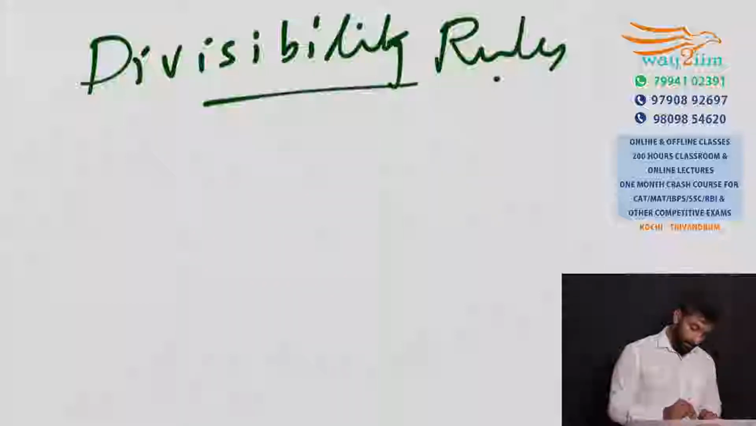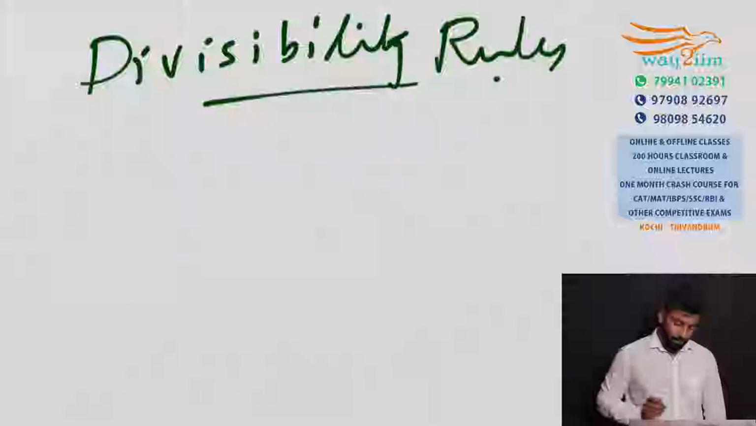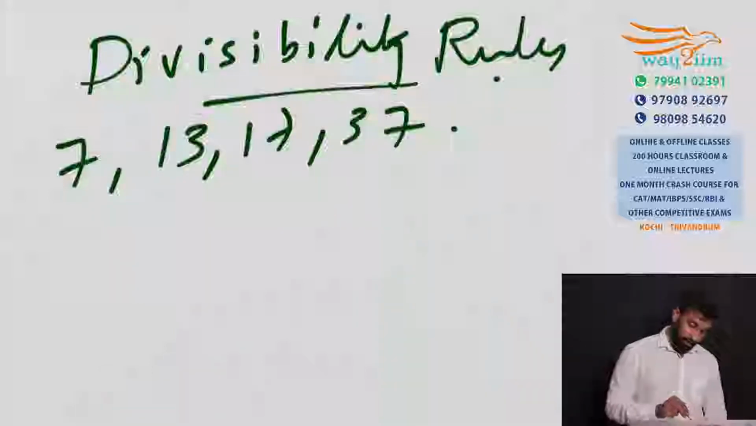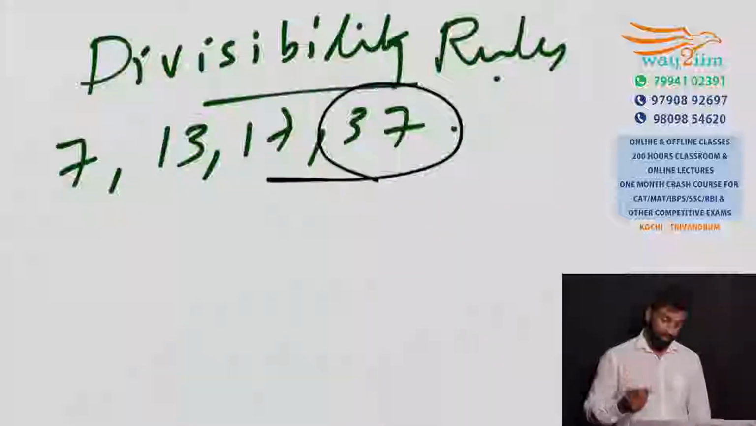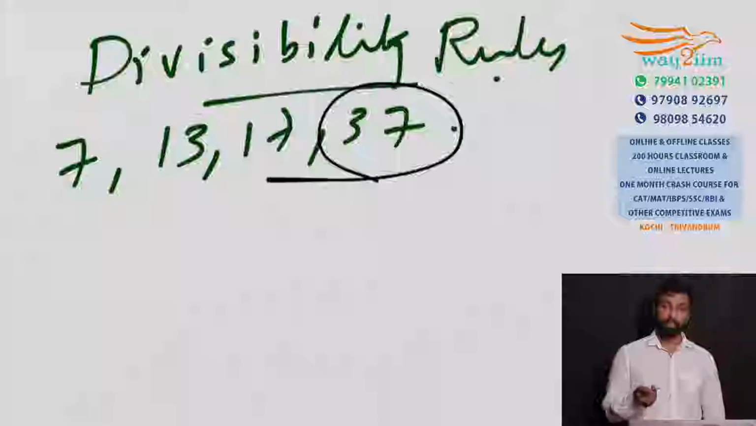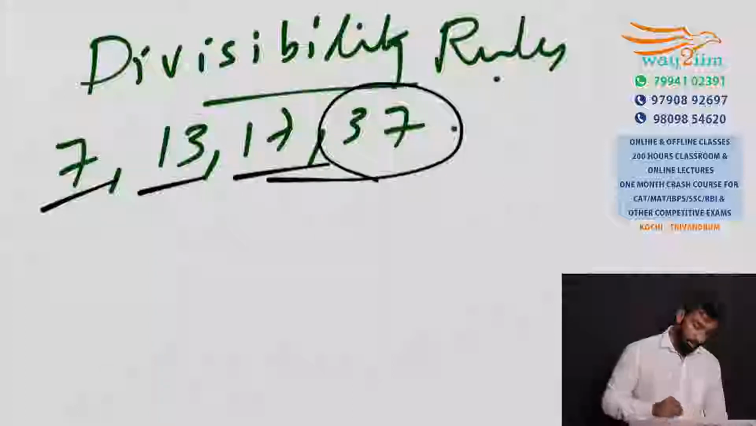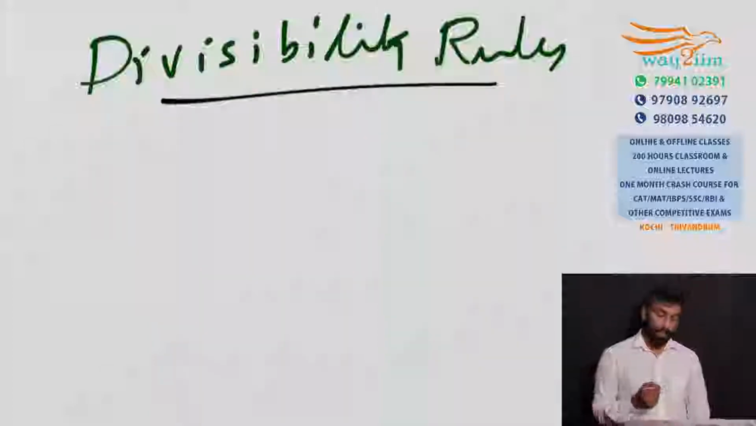So let's start. Most of you know all the divisibility rules except a few, like 7, 13, 17, 37, etc. Let's see those also. 11 everybody knows. I've seen some questions based on 37; generally they used to ask about 37. So we'll see what the divisibility rule of 37, 7, 13, 17 is and how it is working also.